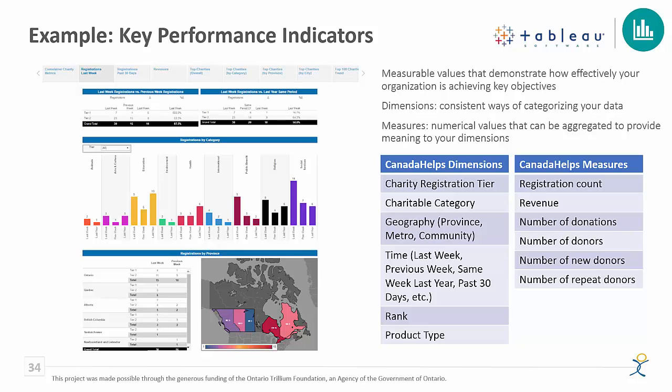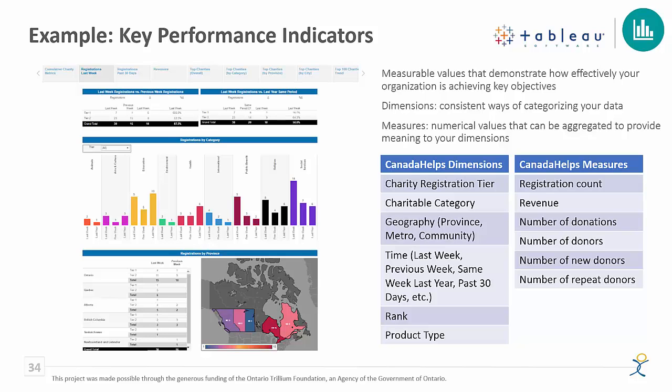Okay, so finally, how do you use these dimensions and measures to report KPIs? So at Canada Helps, we're interested in the overall number of registered charities in any given week. So our first KPI could be just a count of charity registrations. That would be the measure. In the last week, which would be the time dimension. But that one number alone is not very useful without context.